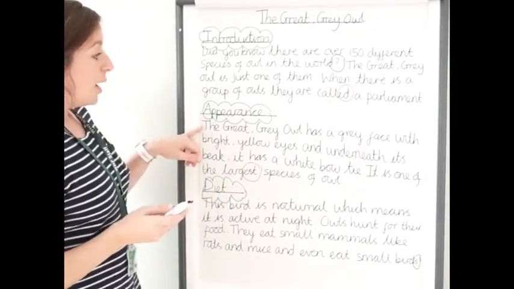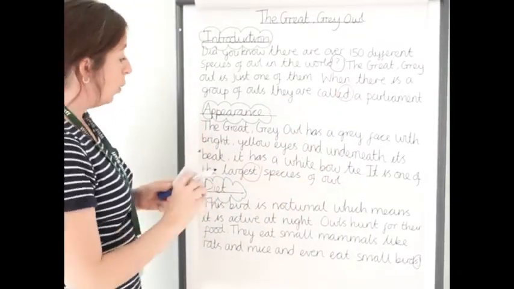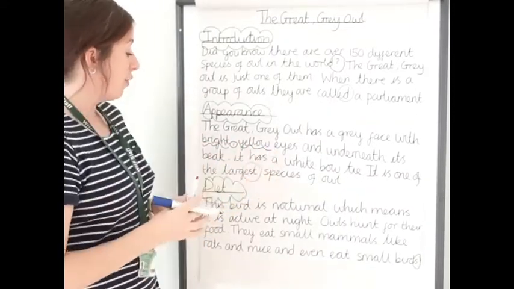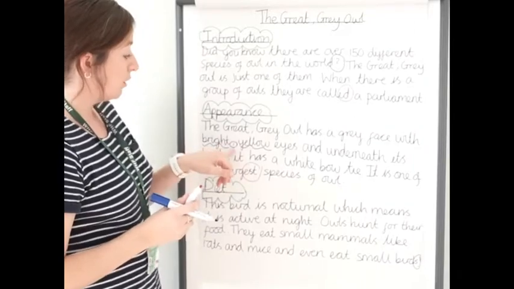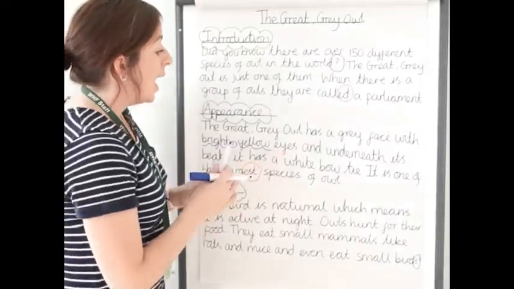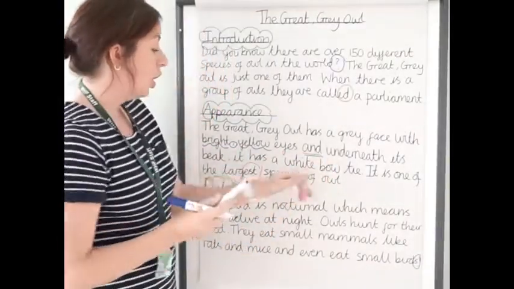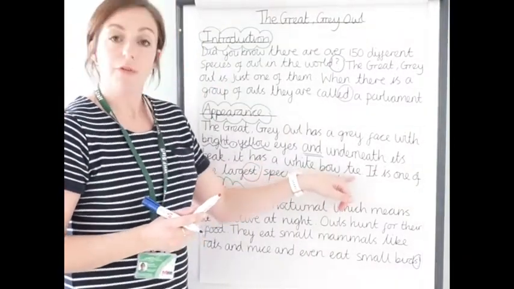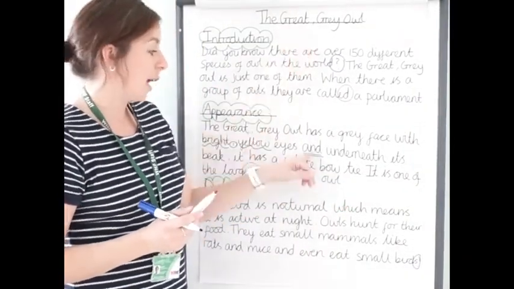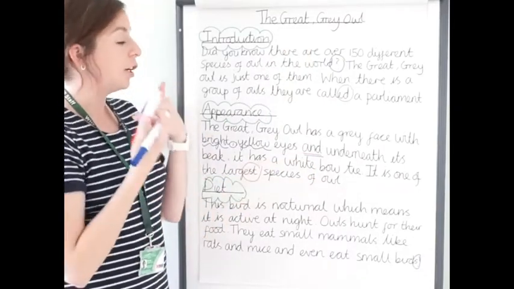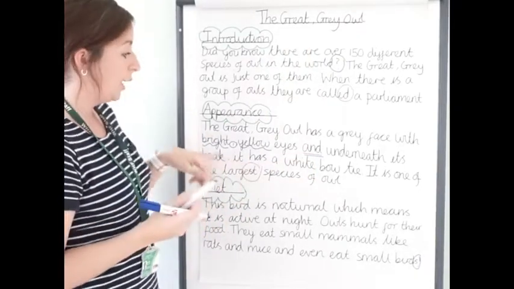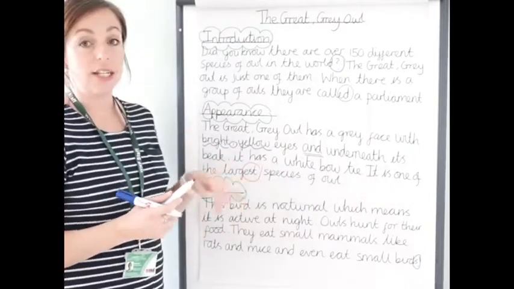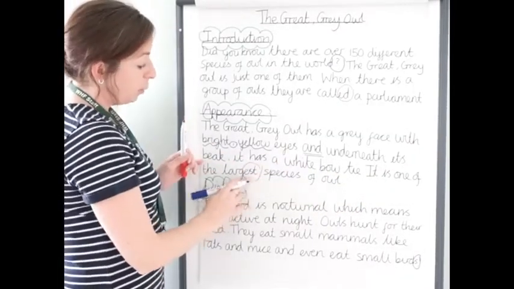The great grey owl has a grey face with bright yellow, there's our expanded noun phrase again, separated the 2 adjectives by a comma, eyes, and, coordinating conjunction, underneath its beak it has a white bow tie. So if you look at a picture of a great grey owl, you'll see this. It's got its beak and underneath it's got feathers that look like a little white bow tie. It is one of the largest species of owl. And here we go again with our suffixes.